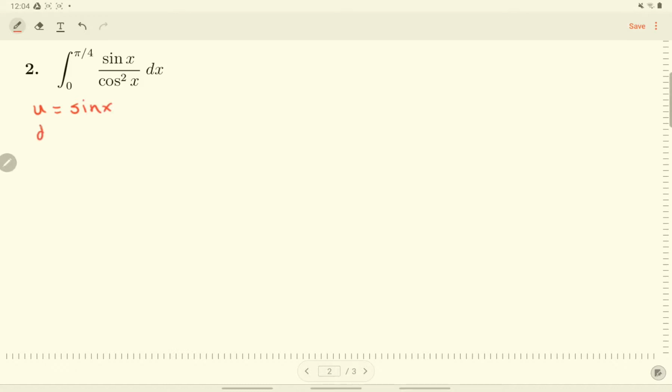If u is sine x, then my du would be cosine x dx. The problem is this du has a cosine x in the numerator times a dx. This cosine x is not in the denominator. So if I tried to do the same thing I did with the constant 2 in the previous problem to create my du, I actually made this integral worse. Now I have a cosine cubed in the denominator. So that is not a good idea.